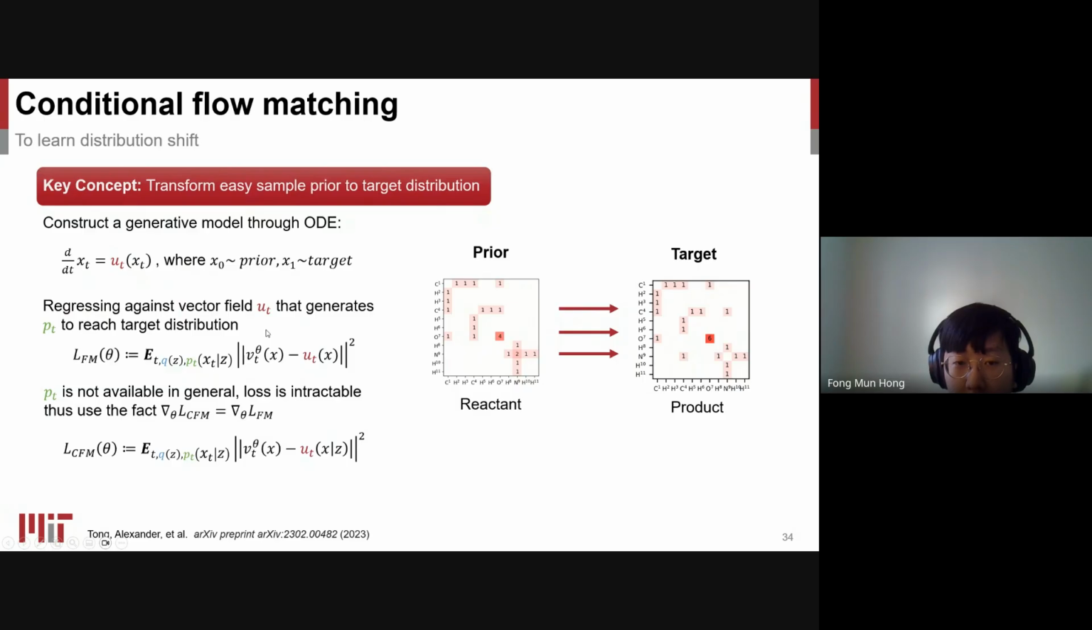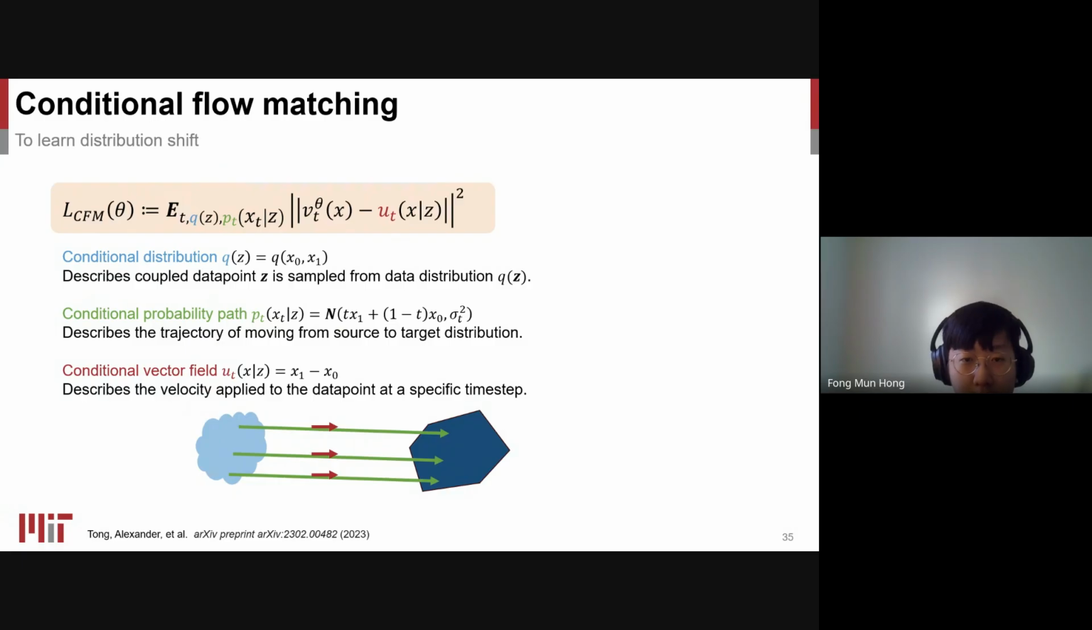It's just saying that you are trying to learn the vector field that moves from the prior to the target distribution, and generally the probability path is not available. So normally we would do some sampling so that the loss becomes a conditional flow matching loss, where the conditioning term is just conditioning on the data point. So this is a nice illustration of what's going on here. This is the prior distribution, this is the target distribution, this is the probability path, and this is the vector field, the direction and speed that pushes you towards the target distribution.